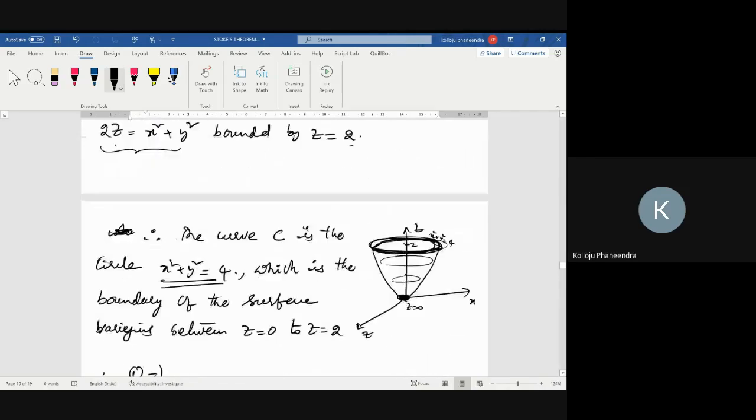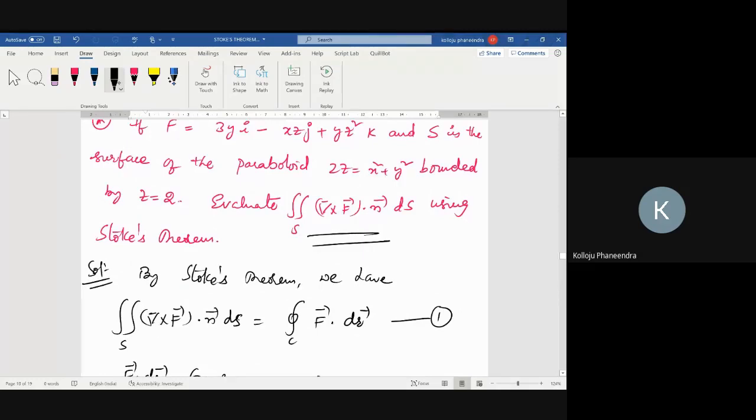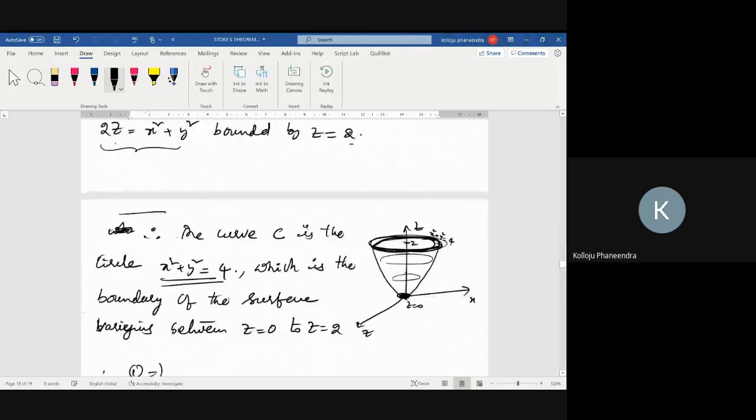And see, once again I will explain. I have to evaluate the surface integral using Stokes theorem, meaning convert the surface integral to a line integral. So I have written the Stokes theorem formula and calculated f bar dot dr bar. Then coming to find the curve, see what the boundary is. The surface S is the paraboloid bounded by z equal to 2. So I have drawn a rough figure.